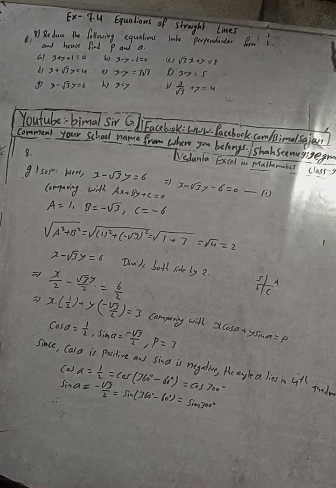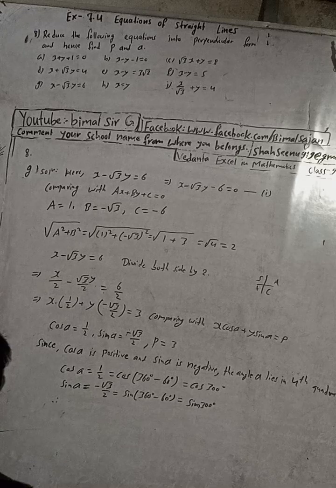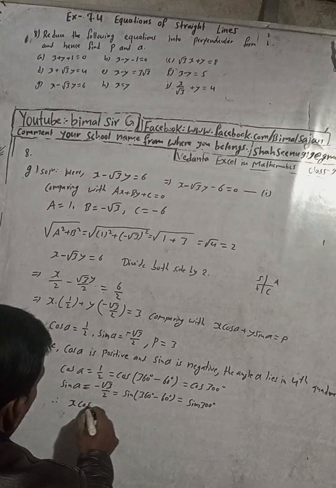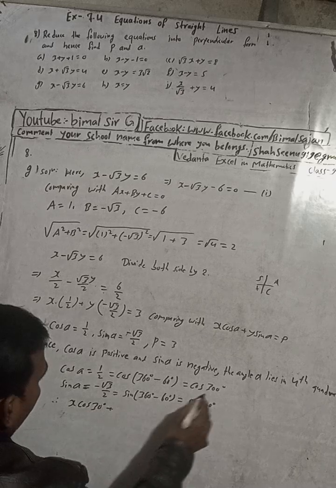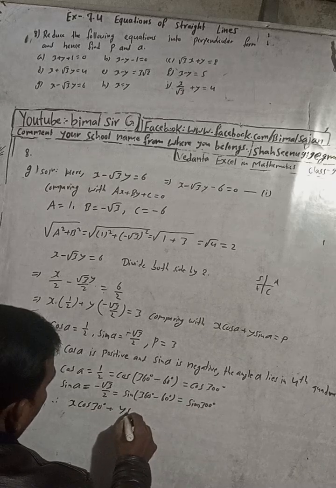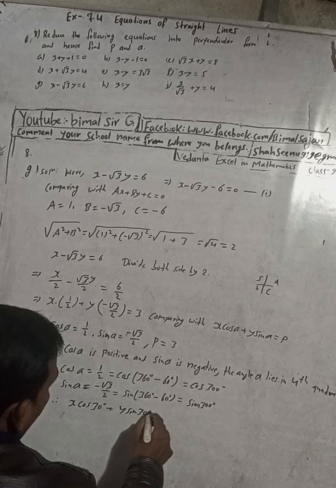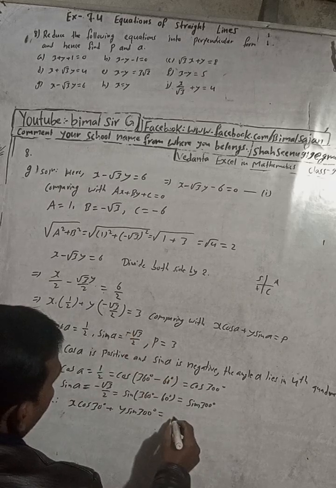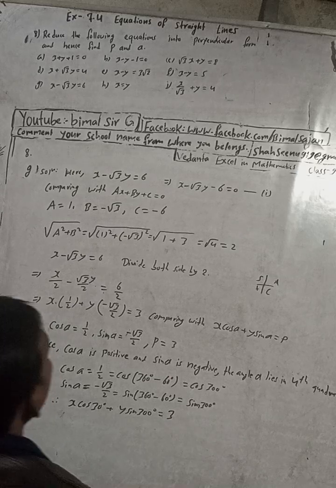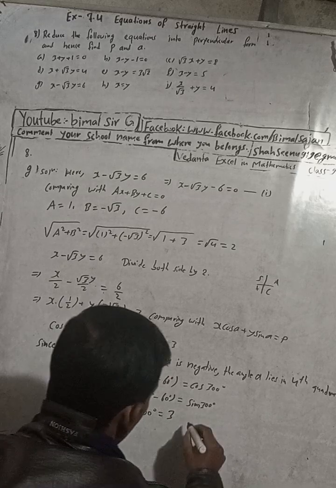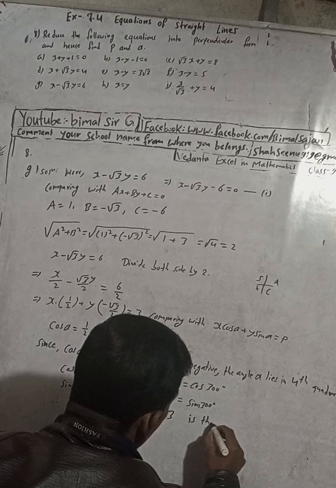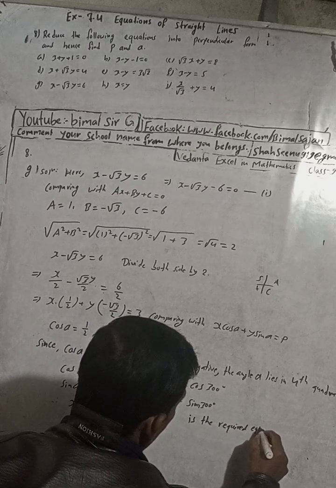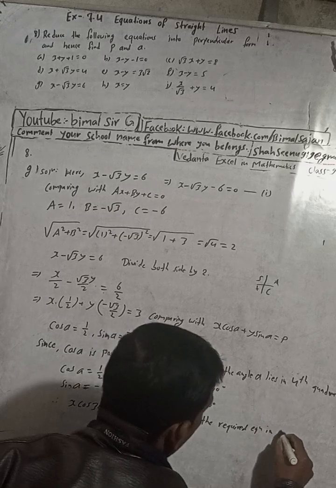Okay. Now therefore we can write this equation as x cos 300 degree plus y sin 300 degree is equal to, what is p value? P value is here 3. So this is the required equation in perpendicular form.